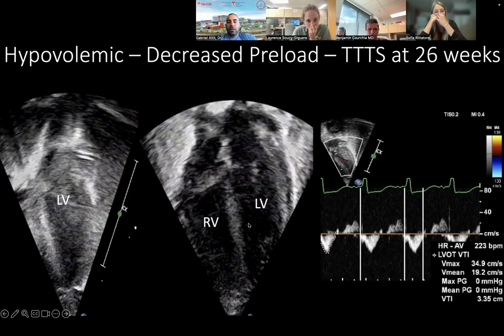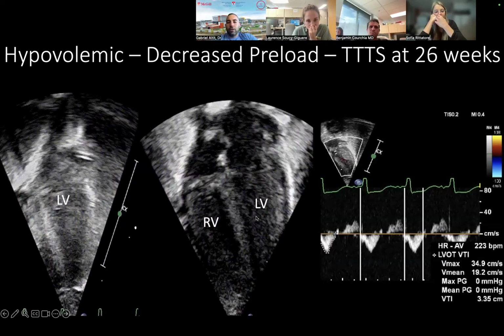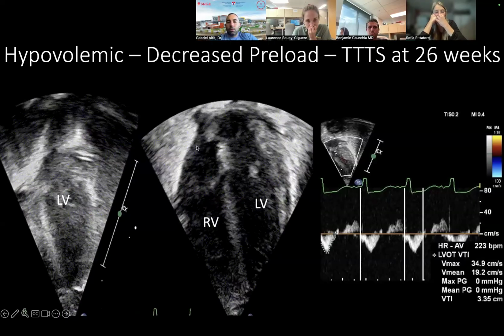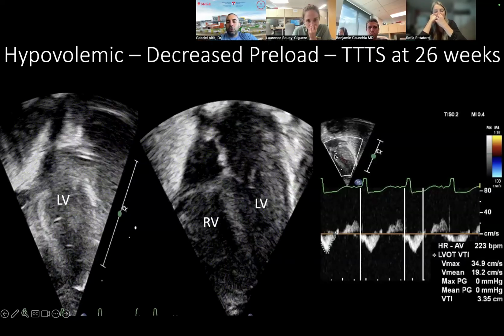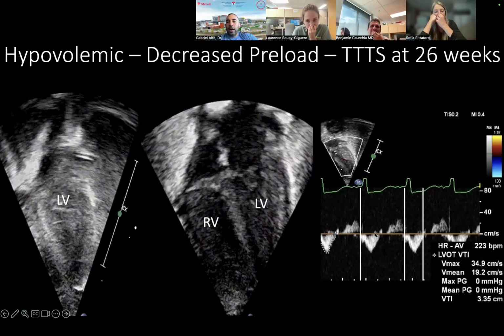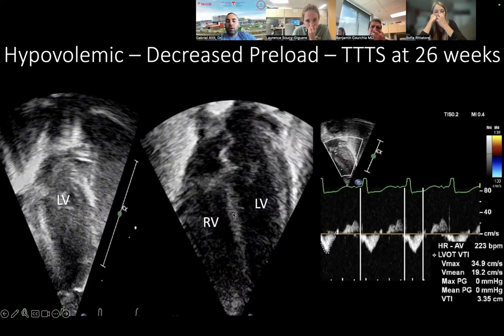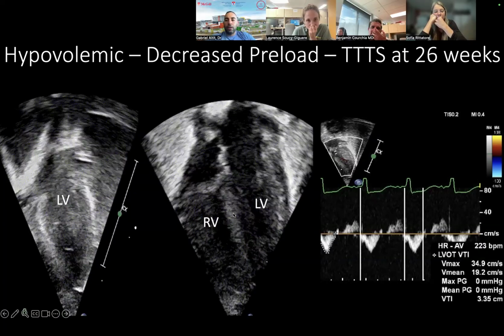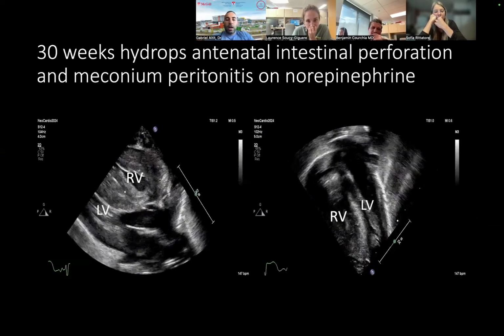obliteration of the LV cavity, these ventricles that are kissing each other. Look at the RA that is super small. And then when you're trying to get an output, you barely get any kind of VTI. And so that's a case of severe underfilling due to low preload.